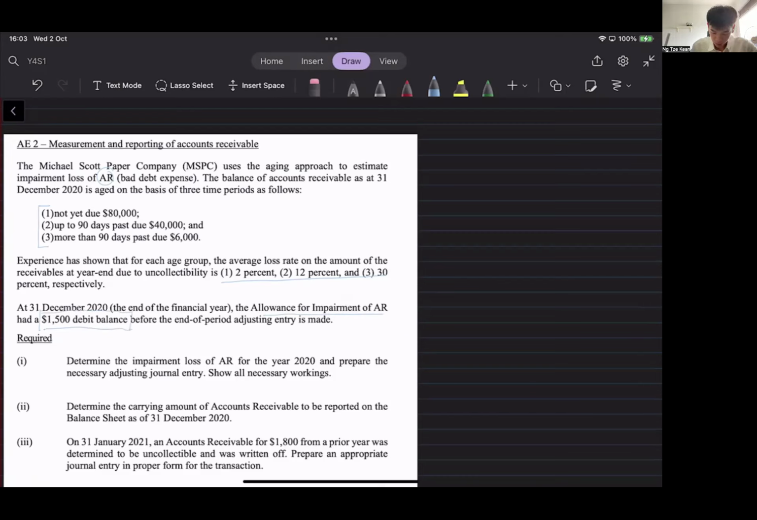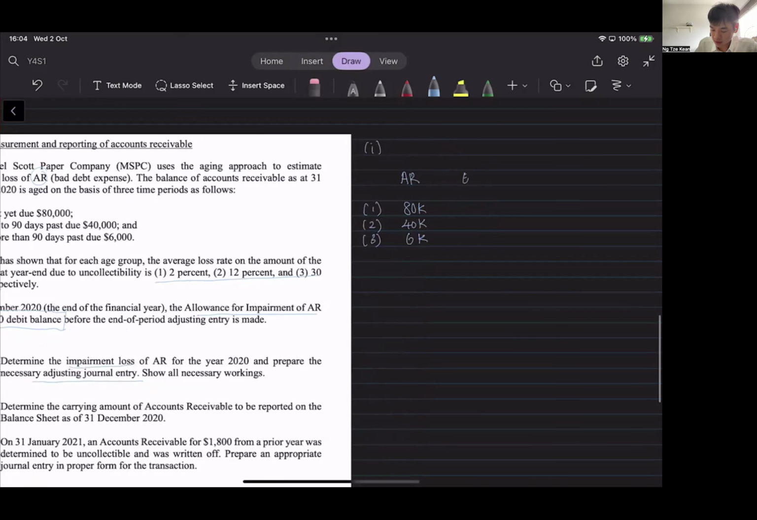All right. So with all these numbers, we are able to solve part one first. And part one is to determine the impairment loss and the journal entry for the impairment loss. So to start off, it would help to draw the table for the aging AR. So we have the AR here, and I will not write out the full aging AR statement. I'll just write out the values in the interest of time.